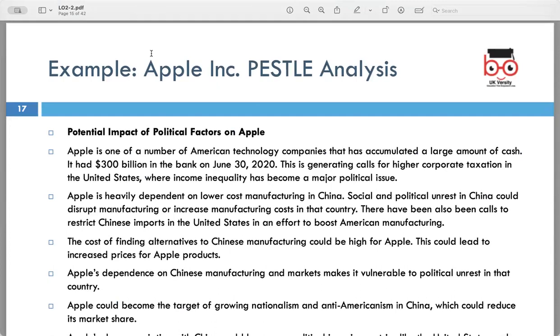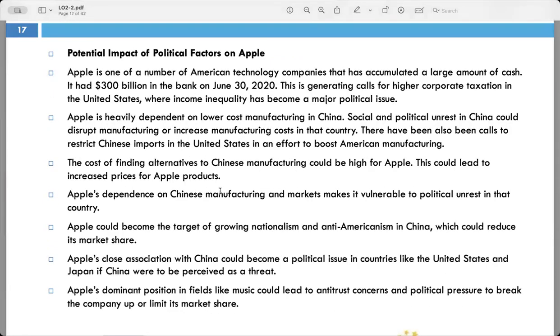Among the many American technological companies that have amassed a significant amount of cash, Apple is one of the companies that has done so. It had a total of 300 billion in the bank as of the 30th of June 2020. These circumstances are giving rise to calls for increased corporation taxation in the United States of America, where one of the most pressing political issues is the issue of wealth disparity.